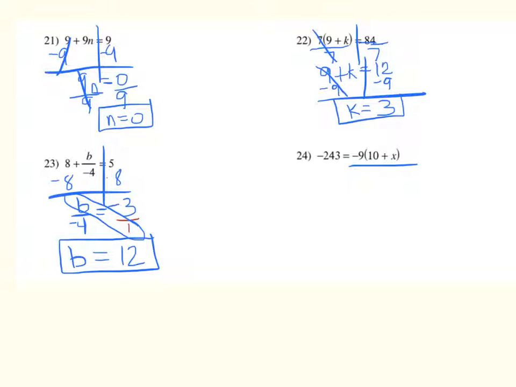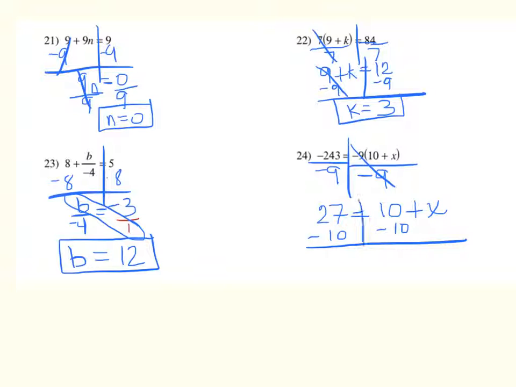And my last question, I'm going to divide both sides by negative 9. If I divide by a negative, that's going to give me a positive. So that's 27. 243 divided by 9 is 27. It's equal to 10 plus x. I'm going to take 10 away from each side, balance, and x is equal to 17.